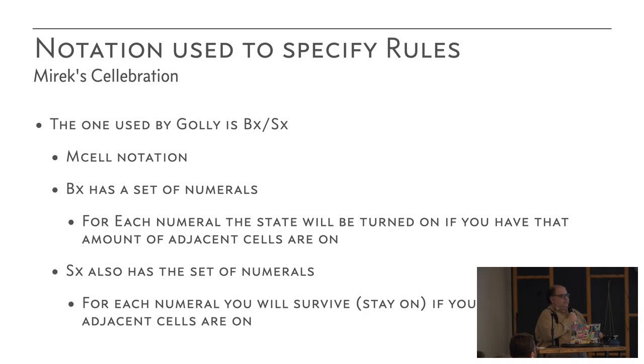So Golly uses this notation. There is other notation by Wolfram, who uses all 256. It's called MCell notation. B has a set of numerals, and that's the counter of the adjacent things of the cell to turn on, and S are the numerals that you stay alive. So you basically count around your perimeter.